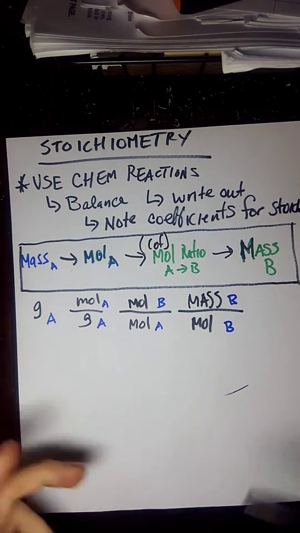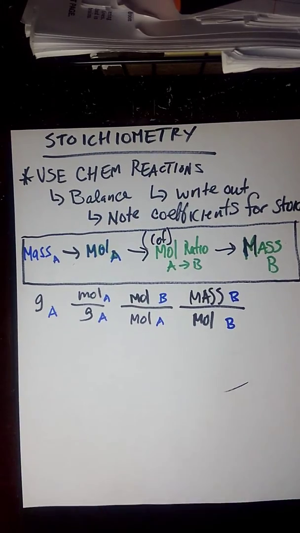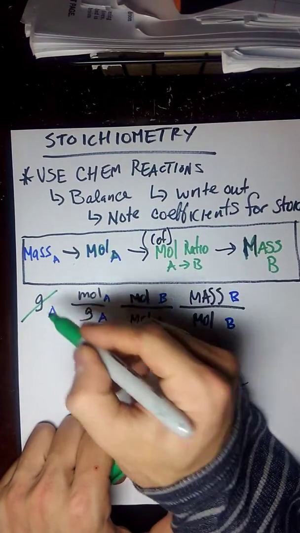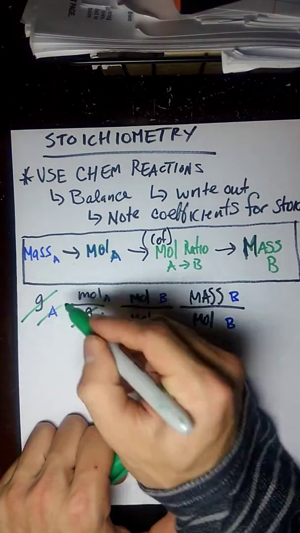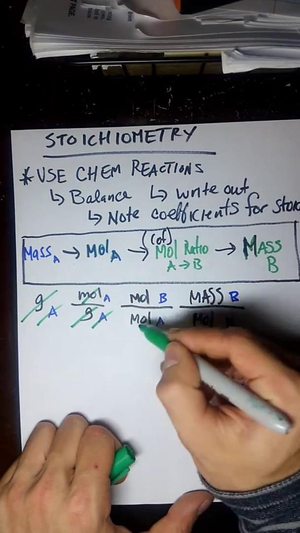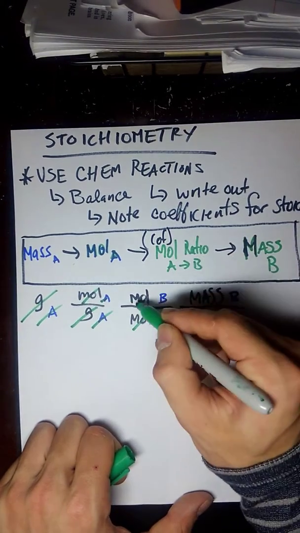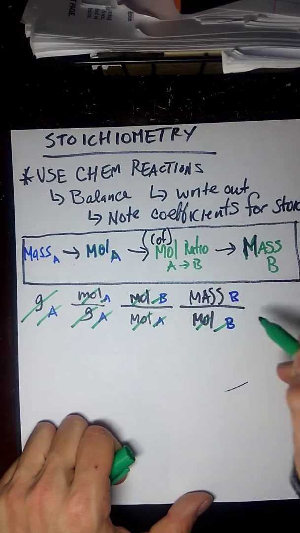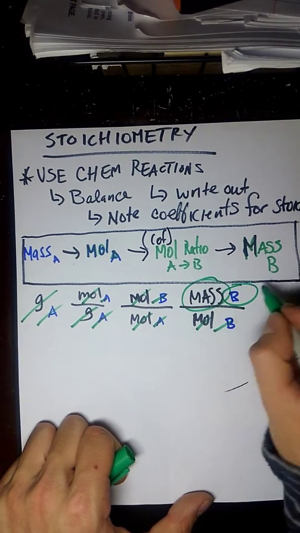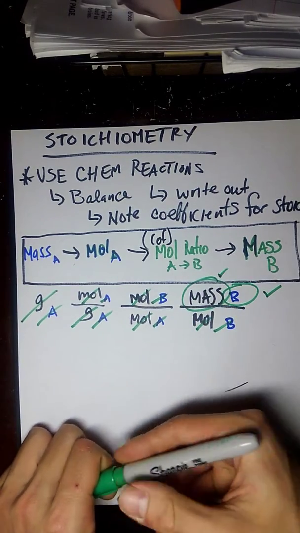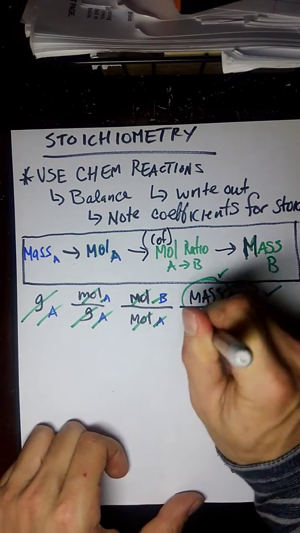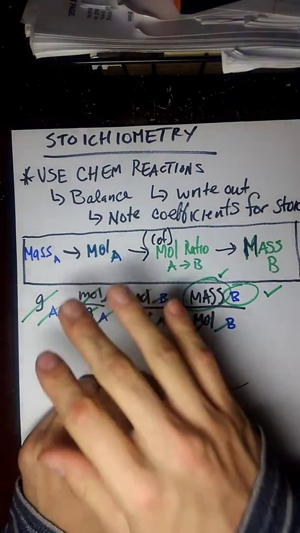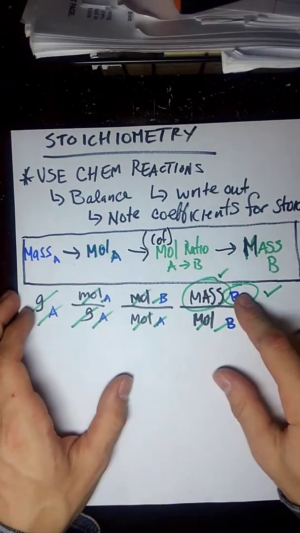Now if I go through, I'm going to take a green pen and go through this. Look how everything cancels. Grams cancels grams, A cancels A, moles cancels moles, A cancels A, moles cancels moles, B cancels B. I'm left with mass of B, which is what I want, right? So look how that works. Isn't that interesting? So that's stoichiometry for you. This is the basics. As long as you know this flow chart, you're going to get through it.